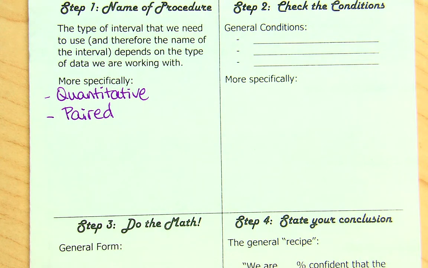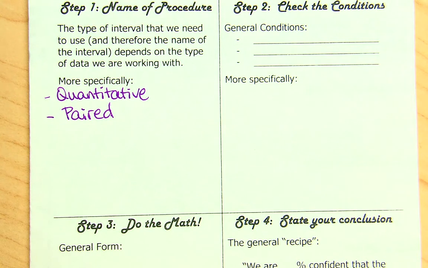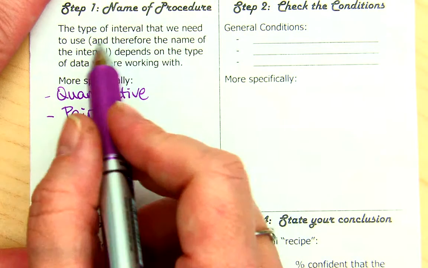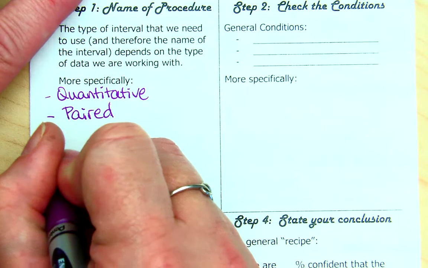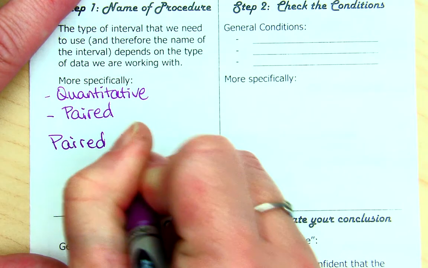So don't wait until you get to the very end and you're writing a conclusion and go, oh my goodness, this wasn't even paired. And now you've done everything before you realize that. So check that at the beginning. Make sure you're picking the right test, and then you can go from there. So if we're doing a confidence interval, this is going to be called a paired T interval.